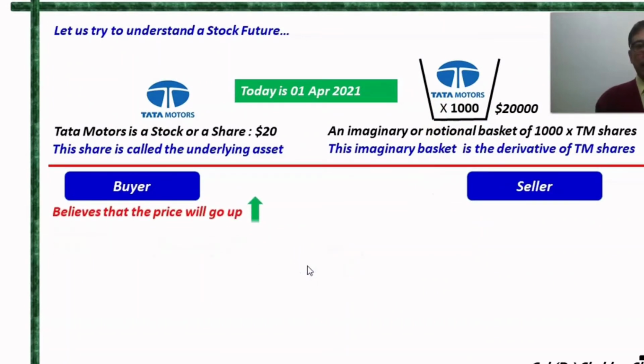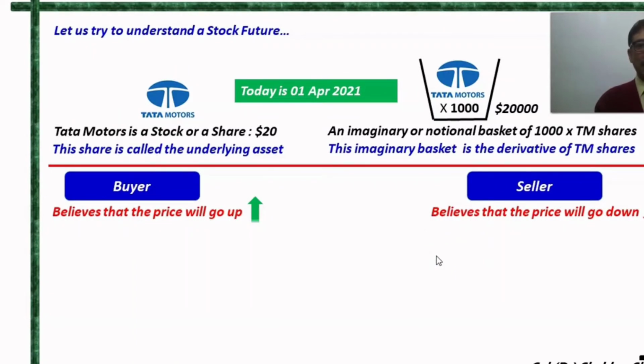All right. Now the buyer believes that the price of Tata Motors share is going to increase in the days to come. And therefore, if the price of the Tata Motors share increases, the value of this notional basket will also increase. Therefore, the buyer wants to buy it. And on the other hand, there is a seller who believes that the price of this Tata Motors share is going to go down in the future or in days to come, and therefore the value of this notional basket will also go down. So he wants to sell this notional basket.